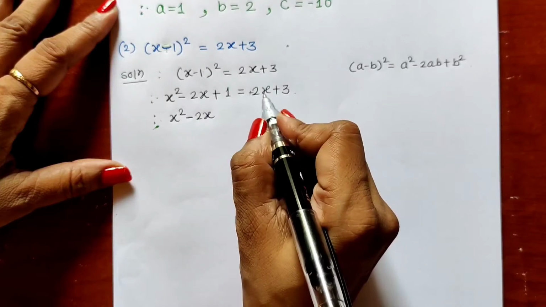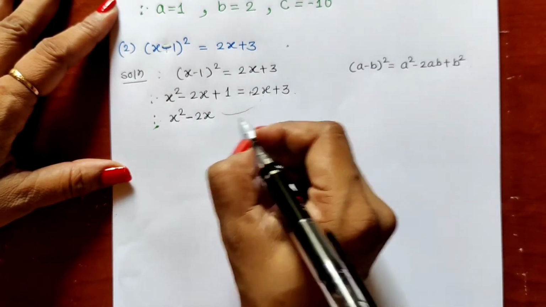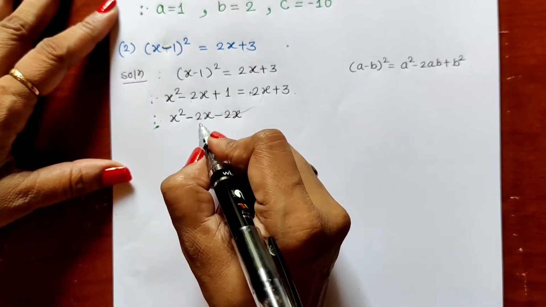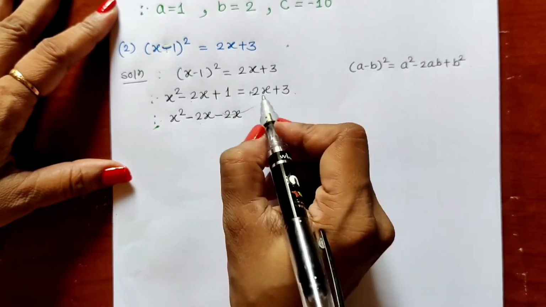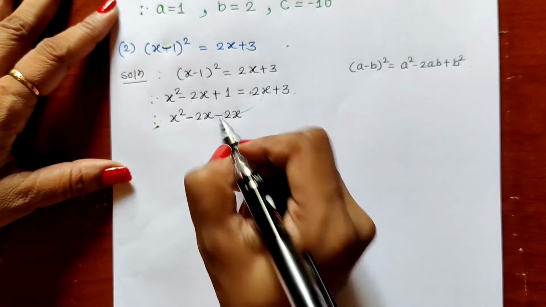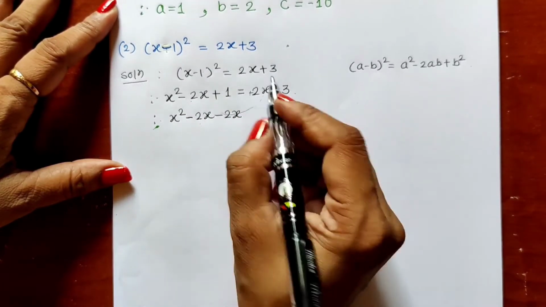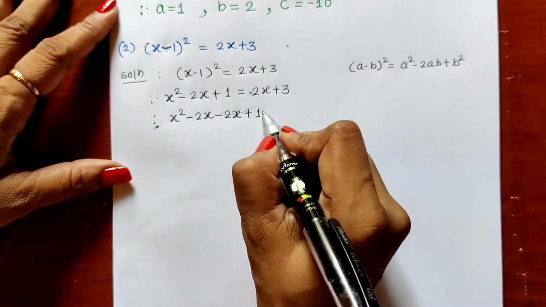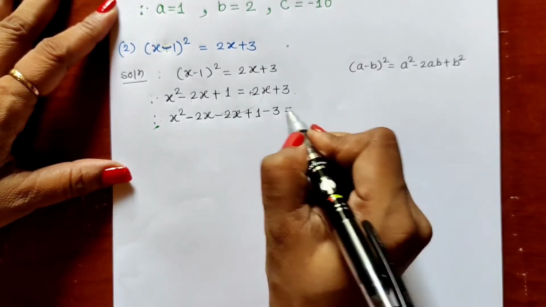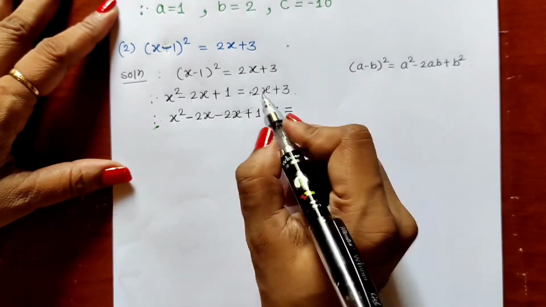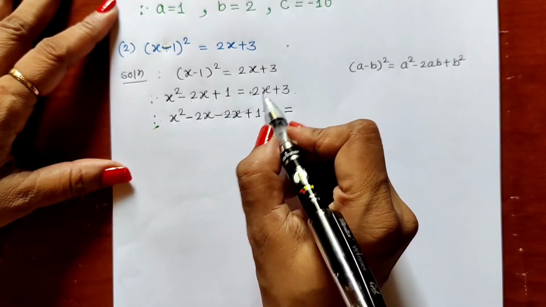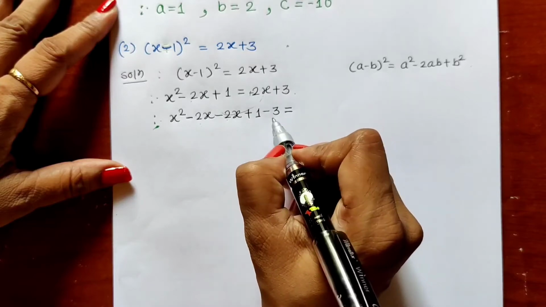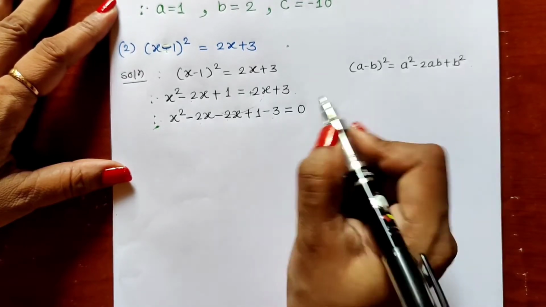Plus 2x, when I transfer it from right to left, it becomes minus 2x. This minus 2x is from the left hand side only, and this plus 2x we transfer, it becomes minus 2x. Plus 1 is as it is on the left hand side, plus 3 we transfer, it becomes minus 3 is equal to. Now nothing is there on the right hand side. We have transferred this plus 2x, it becomes minus 2x. We have transferred this plus 3, it becomes minus 3. So only 0 is there.